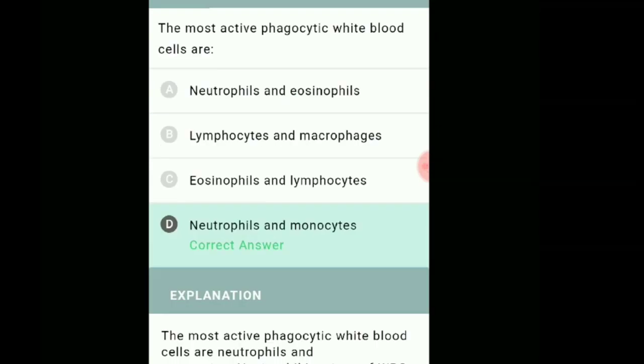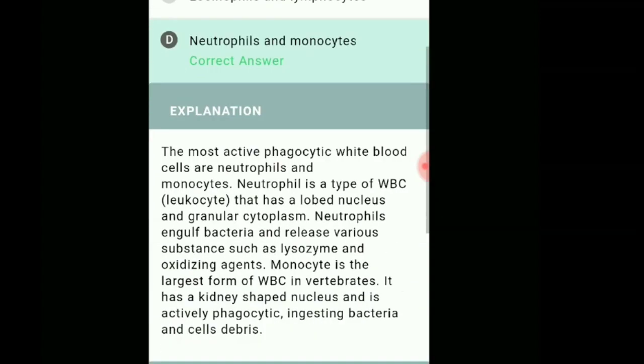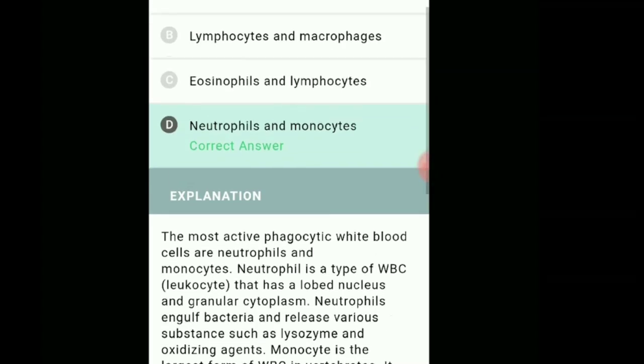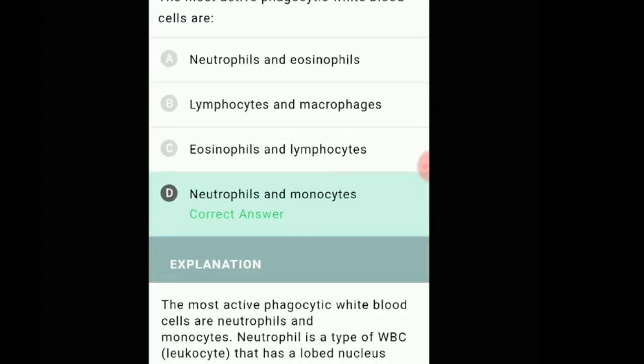Question number 71. The most active phagocytic white blood cells are. The most active phagocytic white blood cells are neutrophils and monocytes. Neutrophil is a type of WBC, generally called a leukocyte, that has a lobed nucleus and granular cytoplasm. Neutrophils engulf bacteria and release various substances such as lysozyme and oxidizing agents. Monocyte is the largest of the WBCs in vertebrates. It has a kidney-shaped nucleus and it is actively phagocytic, engulfing bacteria and cell debris. So the answer is option D, neutrophils and monocytes.